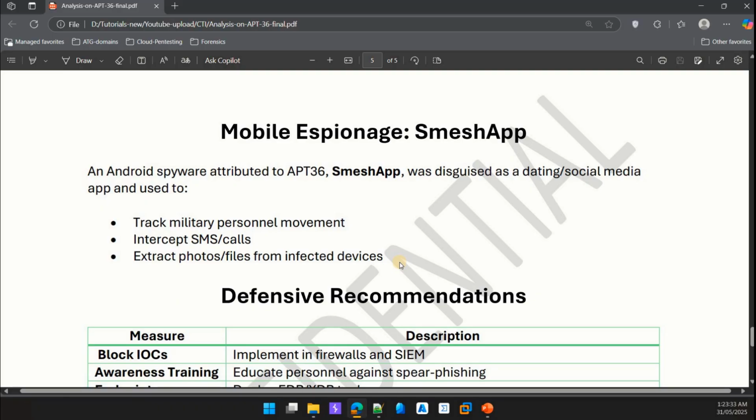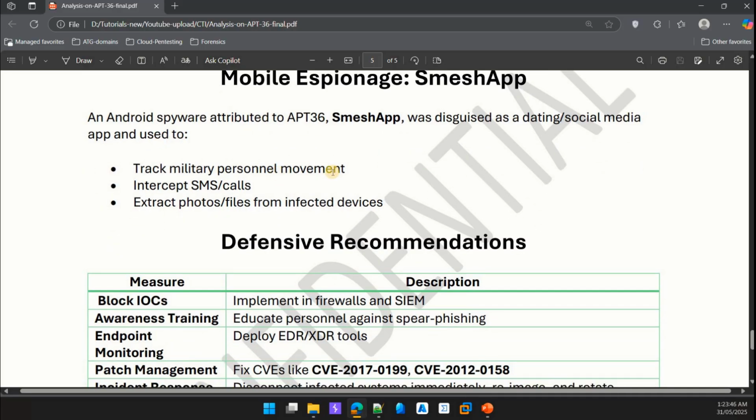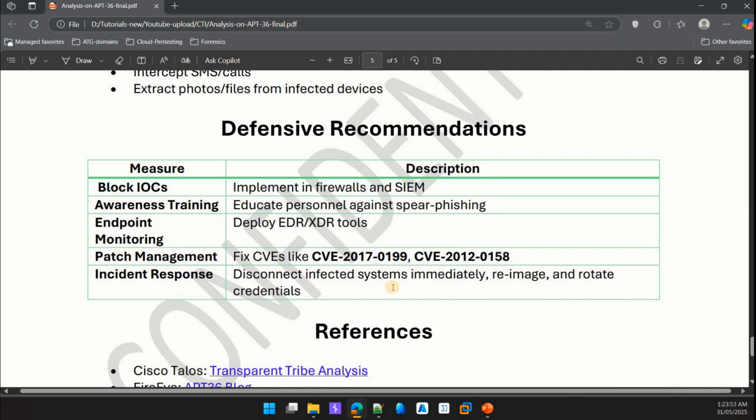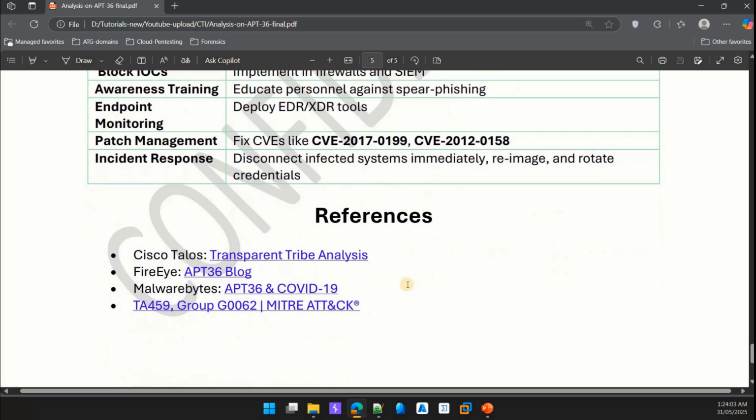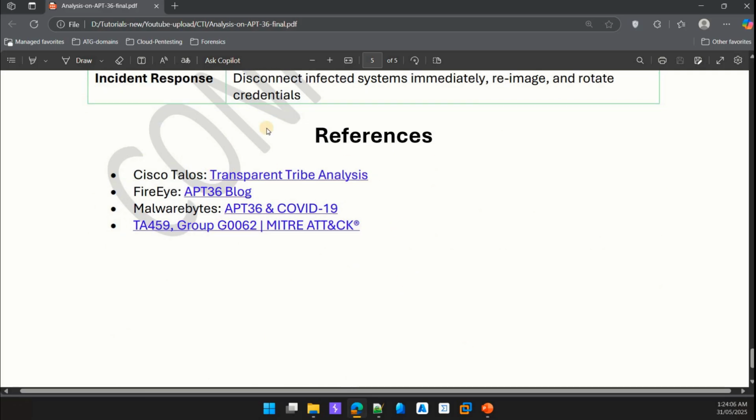So the APT36 group, what they did: they created an Android spyware named Mesh app, which was disguised as a dating social media app, which was used to track military personnel movement, intercept SMS and calls, and extract photos and files from infected devices. And in the end, you must give the recommendations: block IOCs, awareness training, endpoint monitoring, patch management, and incident response. And in the end, you should also give the references.